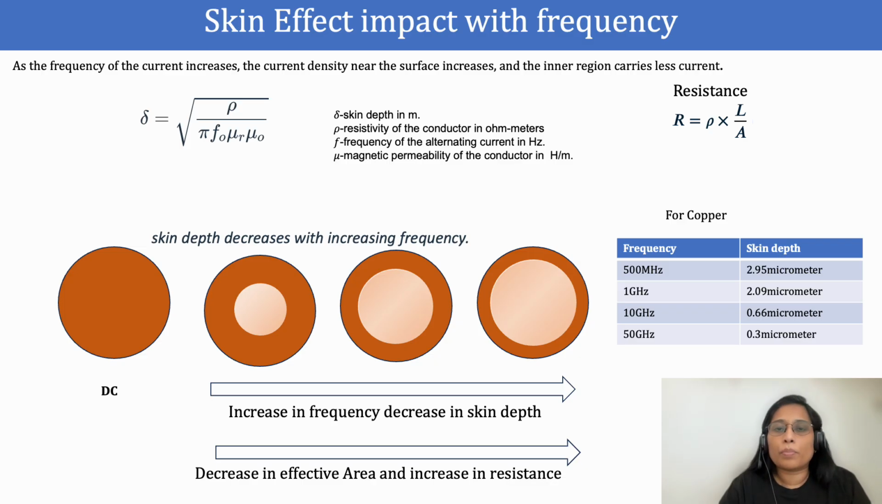And there is one more parameter, resistance. This is the equation for the resistance. Here we can see that the resistance is inversely proportional to the area. So here we have seen that as the frequency increases, skin depth decreases. This means that the effective area occupied by the current is decreasing here. That means that resistance will increase. So this means that with increase in frequency, skin depth decreases and the resistance will be increasing with frequency.